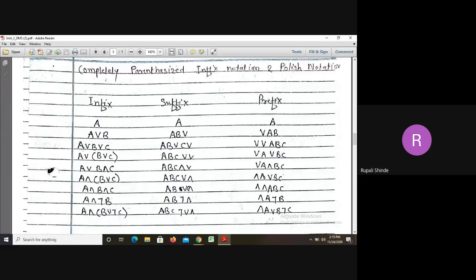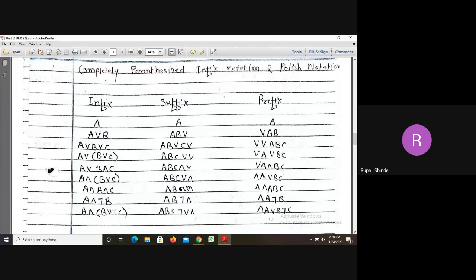How will the prefix come? Again, we have to solve this expression from left to right. So A or B, first we will solve this one. What is the prefix form for A or B? Or A, B. And then or C is there. Again this operator we have to take before the operands, because this is prefix form. So that or we have written here, and that C is here. So its prefix form is or A, B, C.